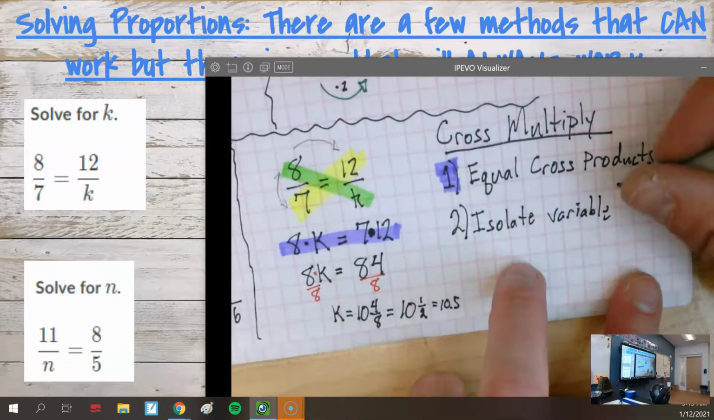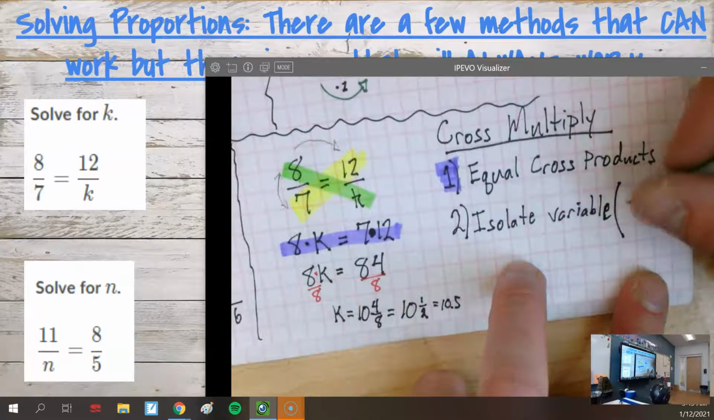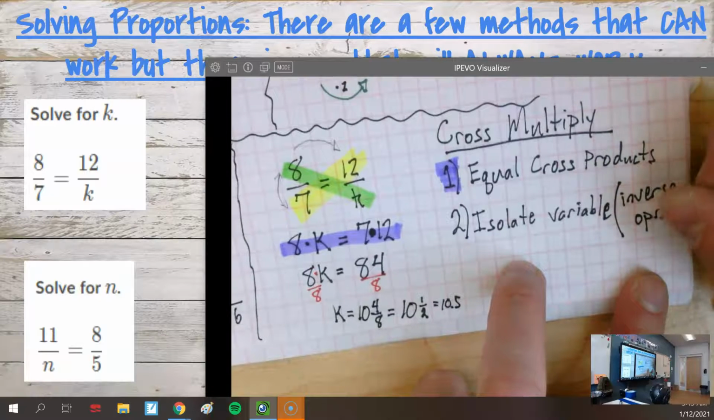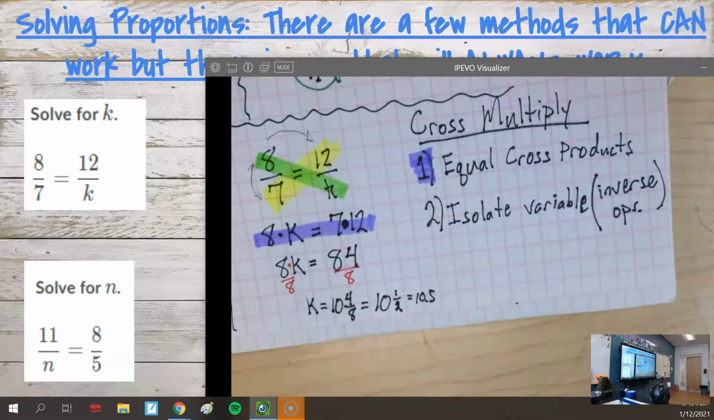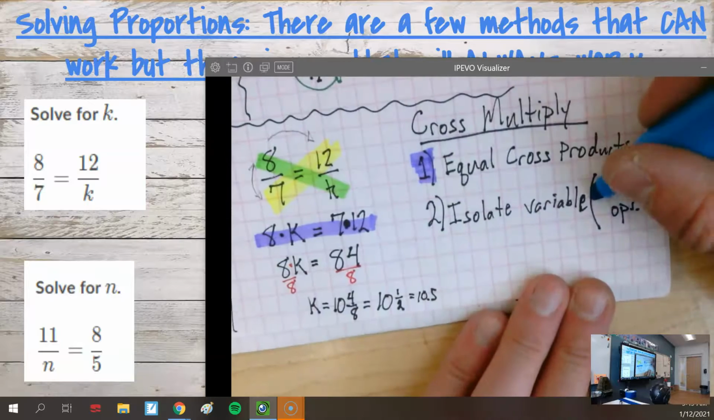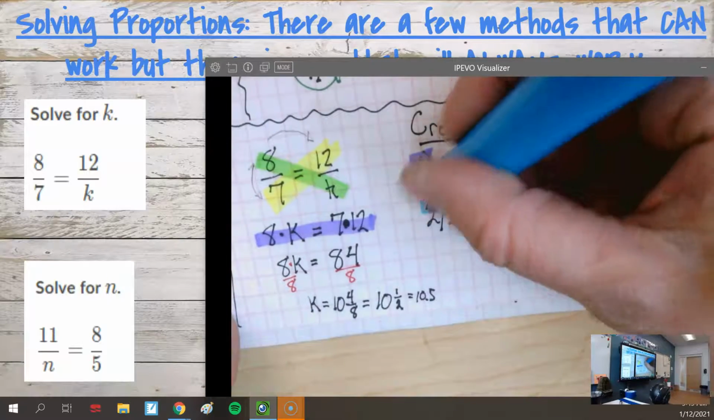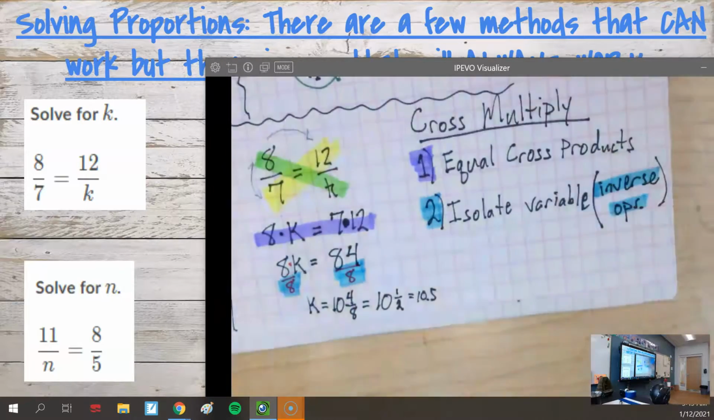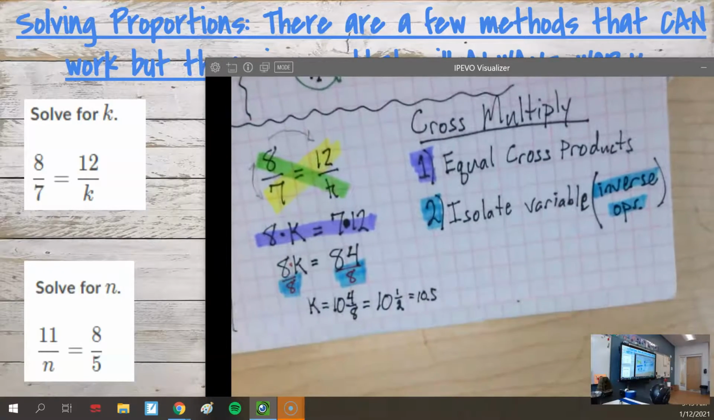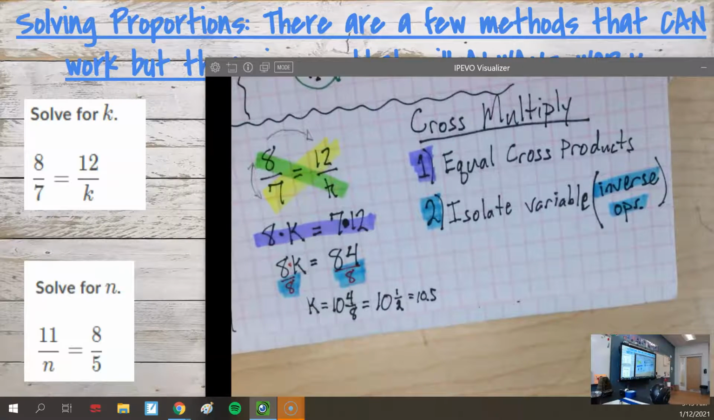How do we do that? We use inverse ops. And that was us dividing by 8. Remember, that gets us a giant 1. Right? You guys all love the giant 1.